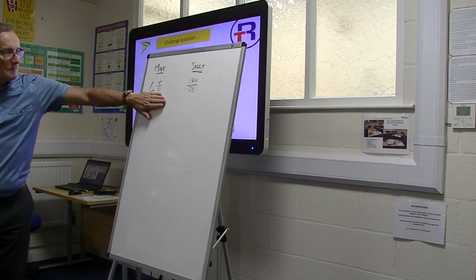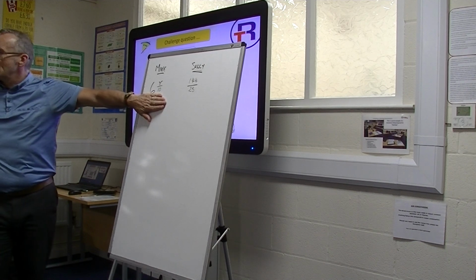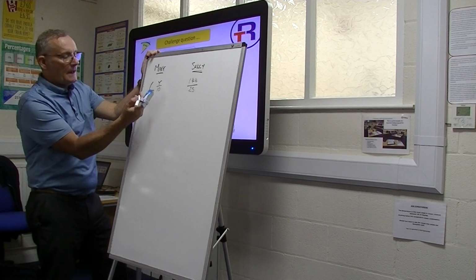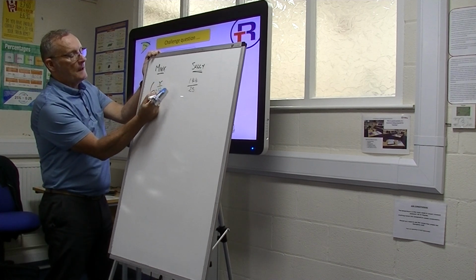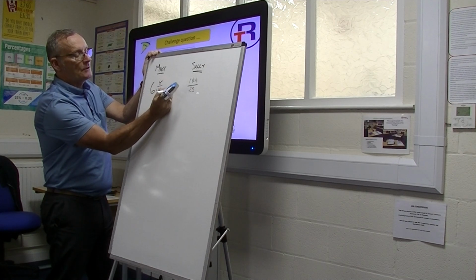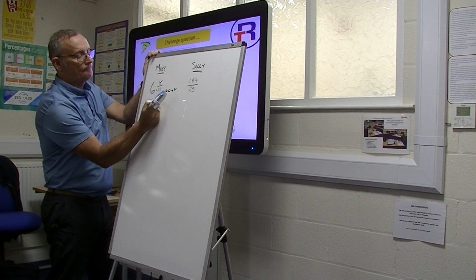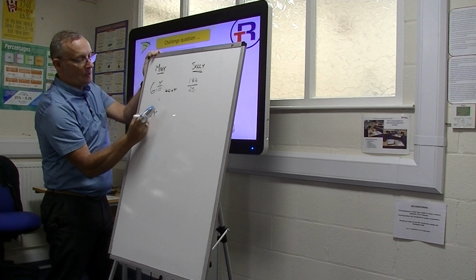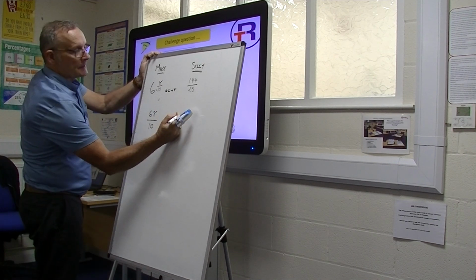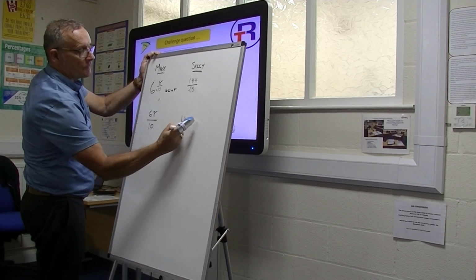So I'm guessing the majority of you changed this to an improper, didn't you? Yeah? And we did it by getting math. So we did 6 times 10 is 60, plus 8 is 68 over 10. You all got that, I saw that. Sally is 144 over 25.